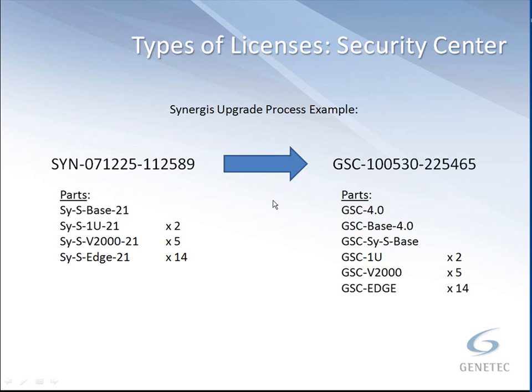When we're upgrading a Synergis system from version 2.1 or prior to Security Center, the system needs to generate a new system ID for the new system. Since this is a new system ID, the numbers will change, and the prefix will change from SYN to GSC. So if we take a look at our example here, we had a Synergis 2.1 system, and that was upgraded. In the upgrade process, the system details and license components were converted over to Security Center parts. A new system ID was generated using the date of the upgrade, and it's given the GSC prefix as well.